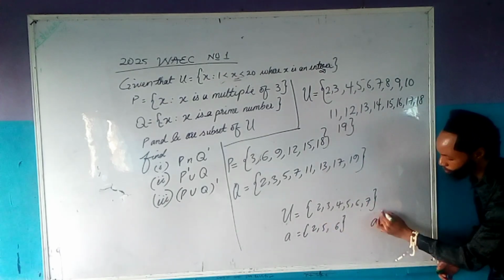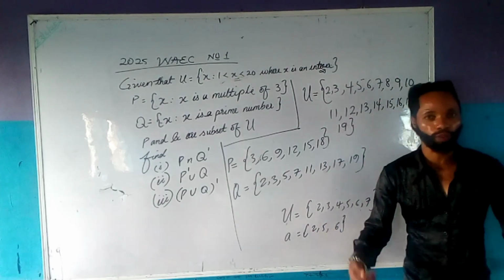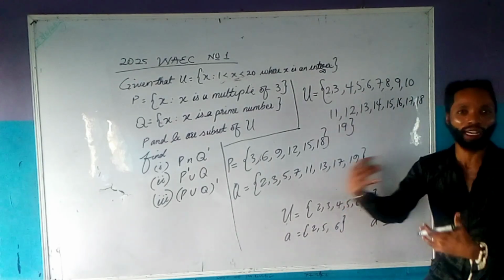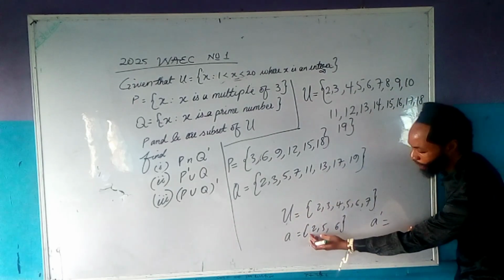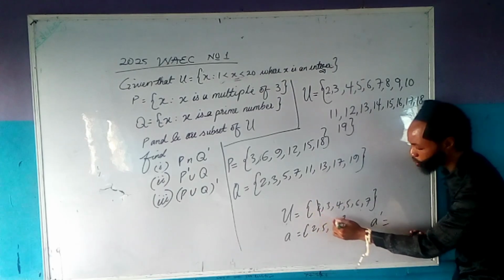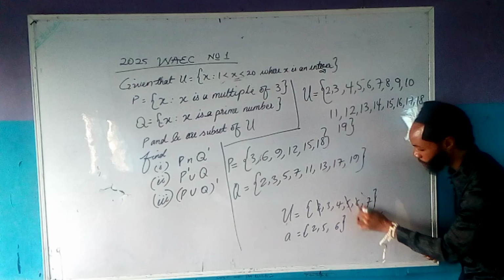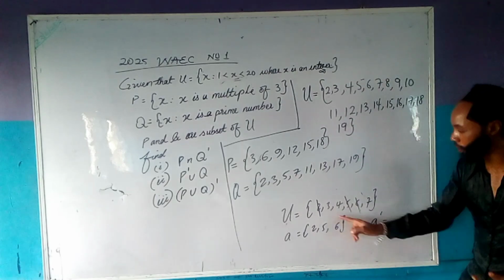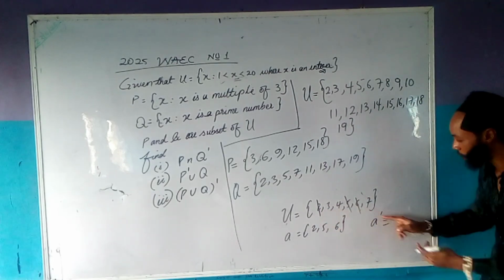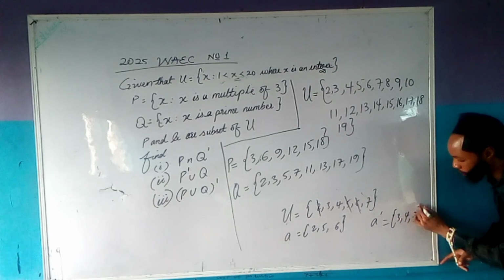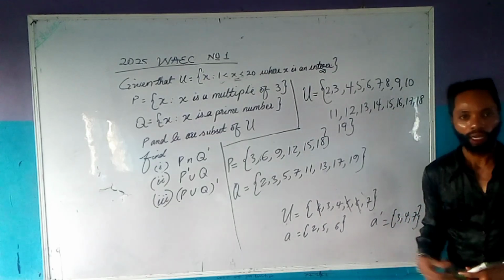And we have to find A complement. This is what you do for complement. Take out A from the universal set. Whatever is left is the complement. So A is 2, 5, and 6. So you cancel 2, you cancel 5, and you cancel 6. Whatever is left becomes the complement: 3, 4, and 7. So A complement is 3, 4, and 7.